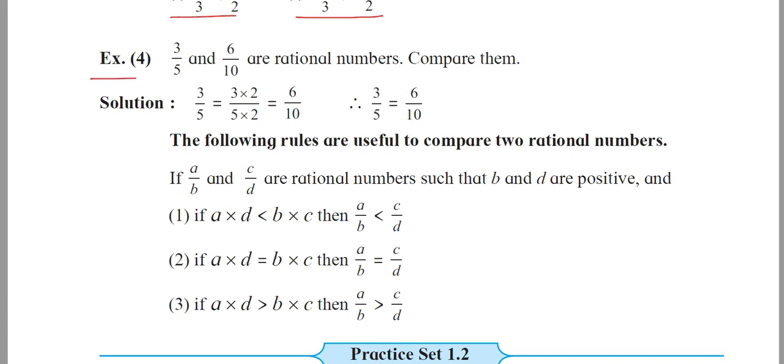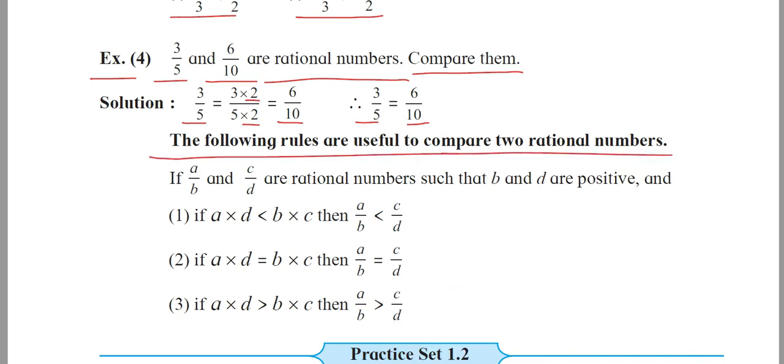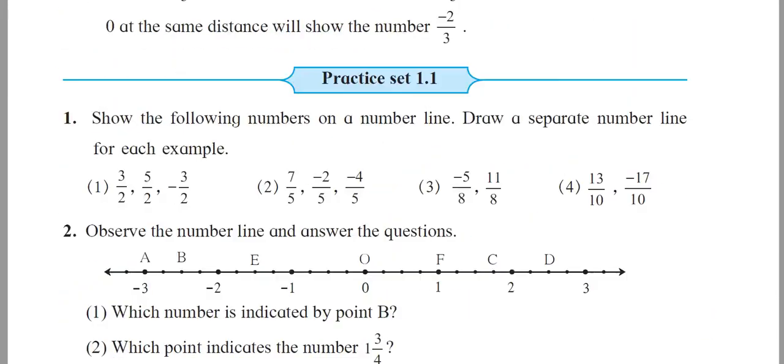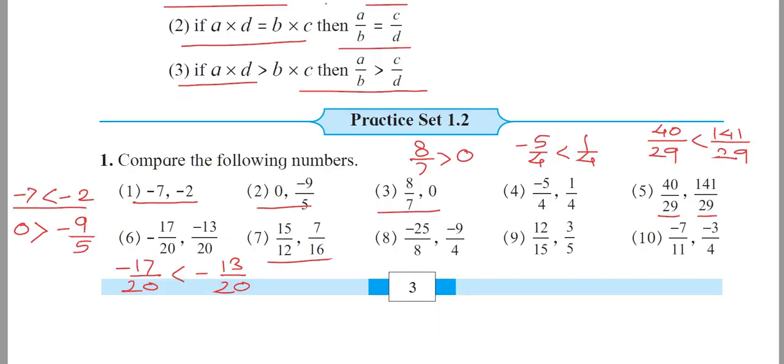Now next example: 3 by 5 and 6 by 10 are rational numbers; compare them. Now we can write 3 by 5 as 3 into 2 and 5 into 2, that is 6 by 10, and 3 by 5 is equal to 6 by 10. Therefore, the following are the rules to compare the rational numbers.